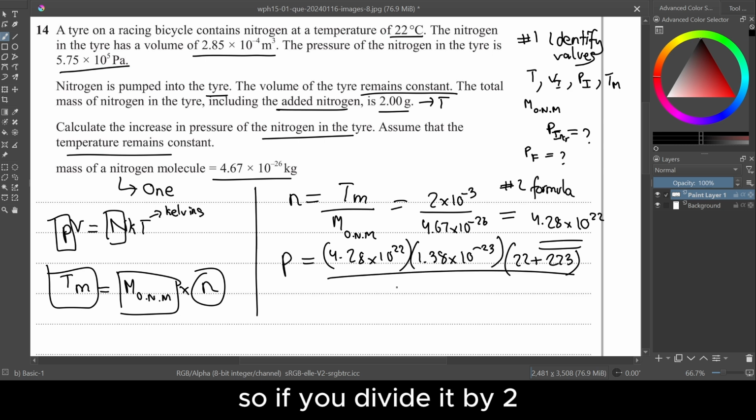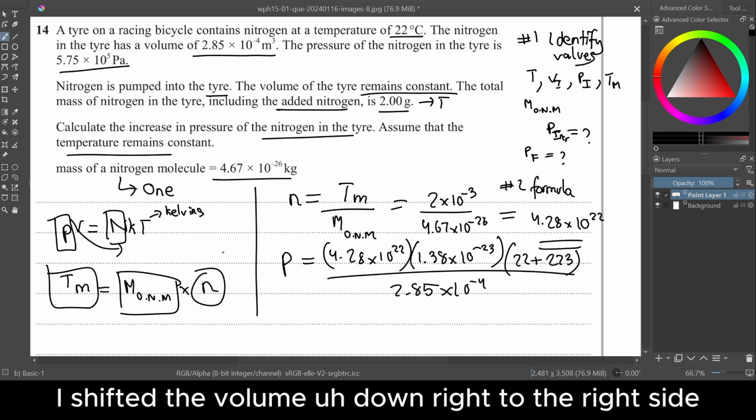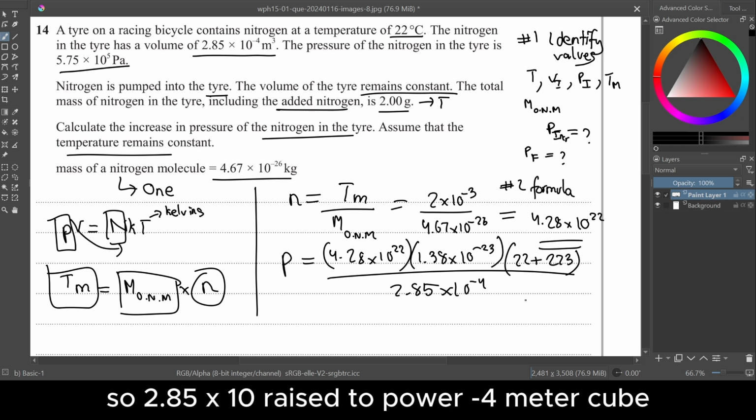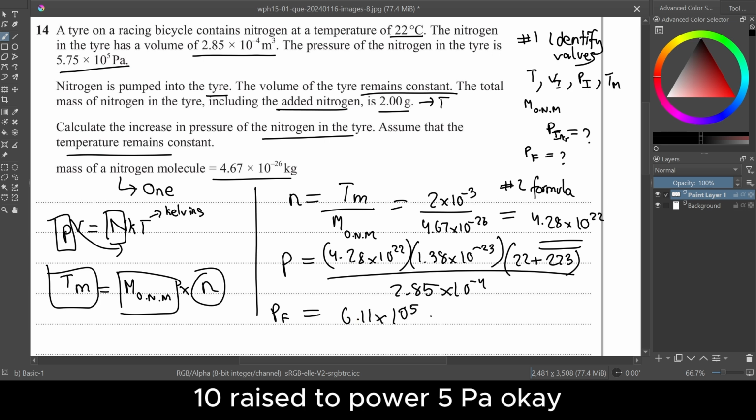So you divide by 2.85 times 10 raised to power minus 4 meter cube, which is your volume. I shifted the volume to the right side, so it divides. Now your final pressure will be equal to 6.11 times 10 raised to power 5 pascals.